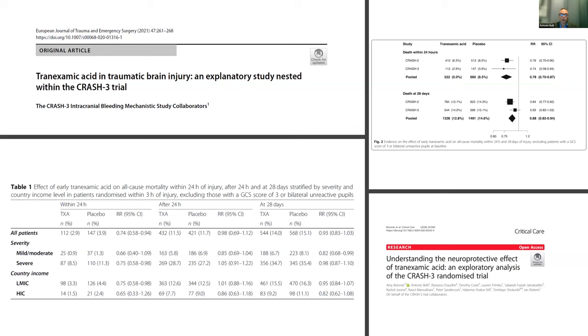The other question is whether it worked in all countries and across all settings. And if you look at this table on the left, it seems that in low to middle income countries and in high middle income countries, the effect is very clear in the first 24 hours.